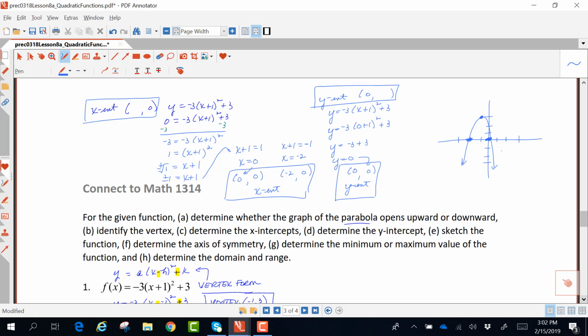It asks me to determine the axis of symmetry. The axis of symmetry is the vertical line that cuts through the vertex. So the equation of the axis of symmetry is an x equals equation, and in this case it will be x equaling -1, which is the x value of the vertex.